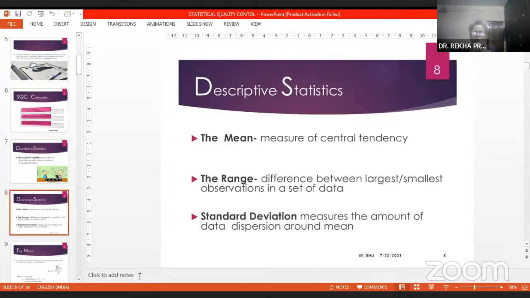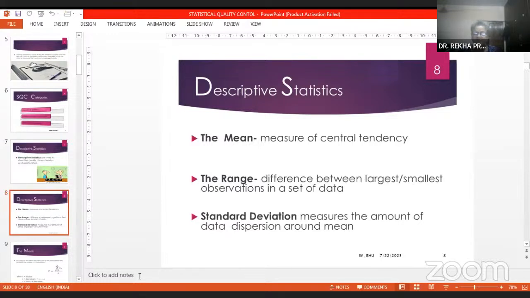So here is how you compute the mean. If it is discrete, then what we do is add up all the observations and divide it by the number of observations. If it is continuous, then we make intervals and take the central value of the interval, multiply it by the frequency, that is, how many observations there are, add these up and then divide by the total number of observations.